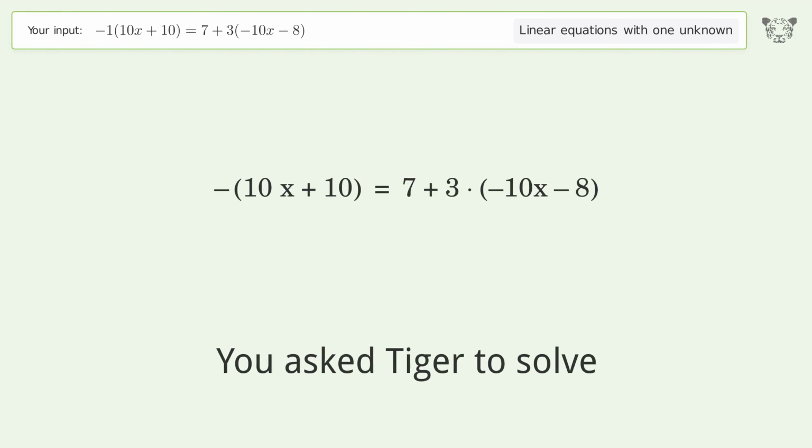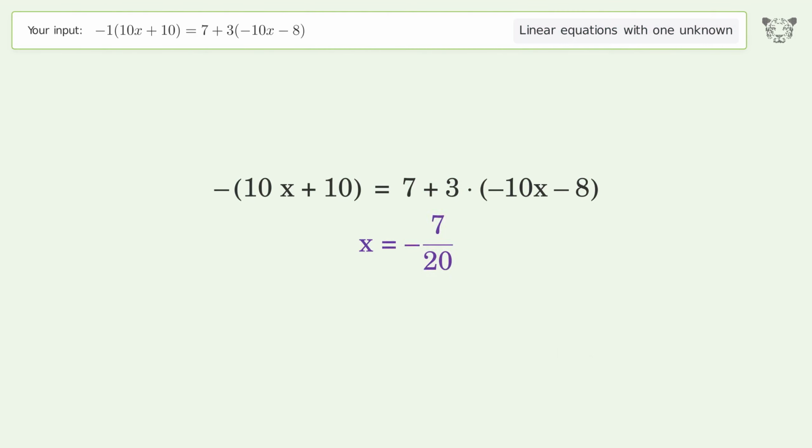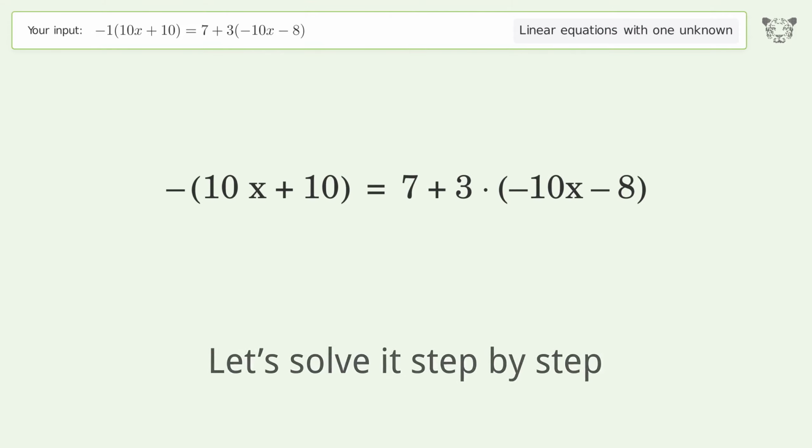You ask Tiger to solve. This deals with linear equations with one unknown. The final result is x equals -7/20. Let's solve it step by step.